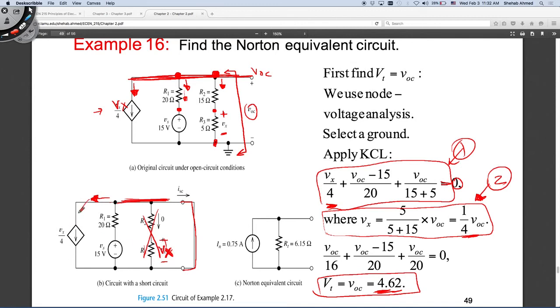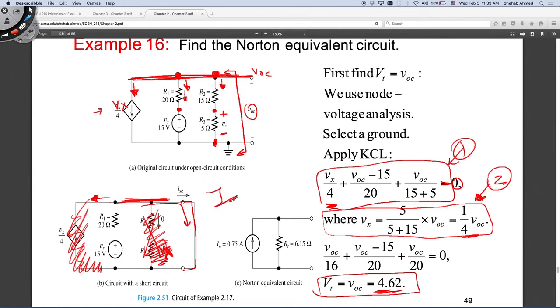So this branch is gone. It's not there. Right? So I end up with what? Just a simple circuit, a voltage source and a resistor and a short circuit. So what is the value of the short circuit current? 15? No, there's no voltage divider or current divider. This branch doesn't exist, so it's just this voltage source, 15 divided by 20. That's the short circuit current that's flowing.